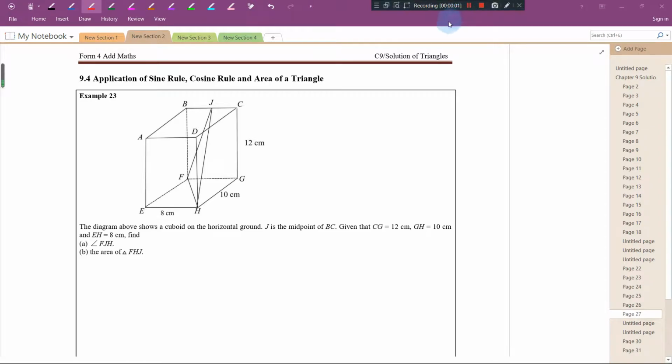Hi everybody, in this video let's look at 9.4 applications of sine rules, cosine rules and area of a triangle. In the previous video I showed you a few methods that we can use to find the area of a triangle. One of the methods is using Heron's formula. Okay, let's try a few questions.